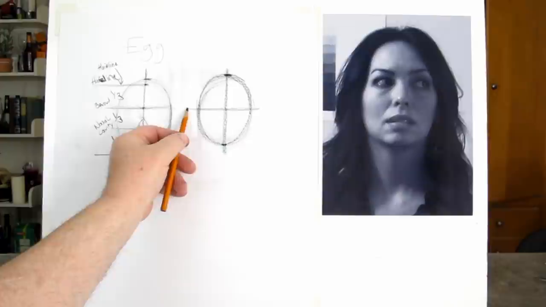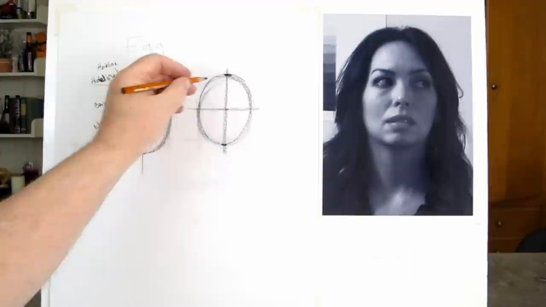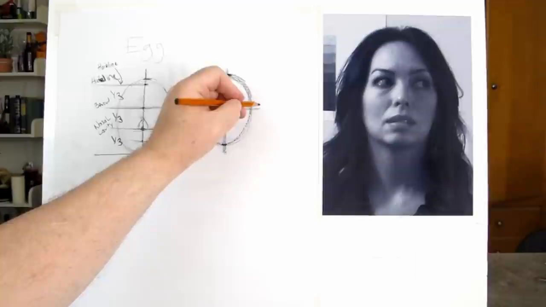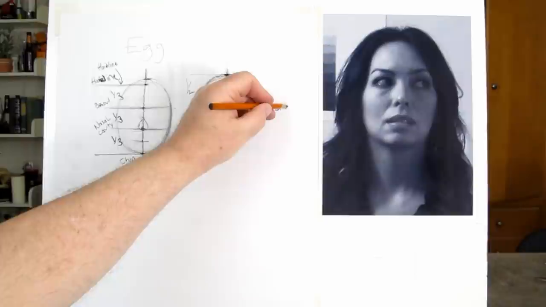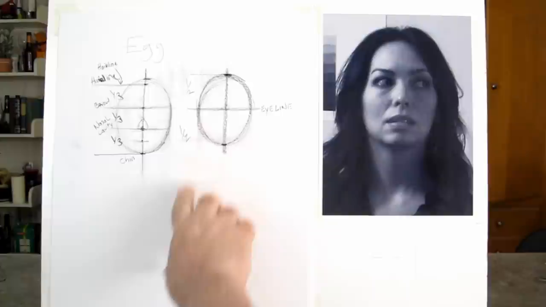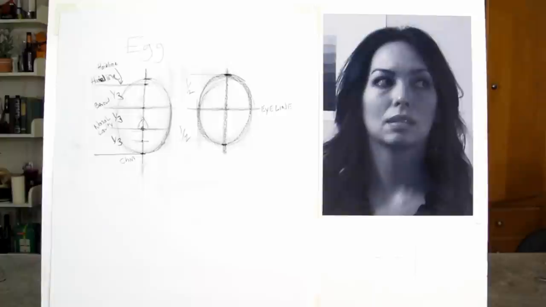So this right here, which should be halfway between here and here, is the eye line, okay? This almost looks like, now this is up a little bit higher. This one here is a little shorter than this one right there, so don't confuse it with this guy over here. I should have made him the same size.